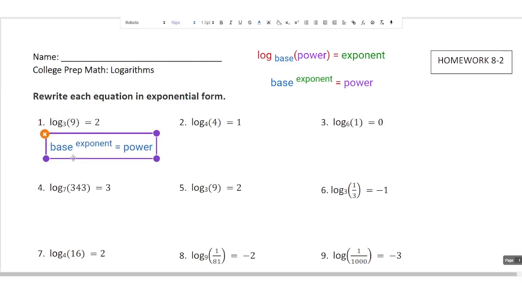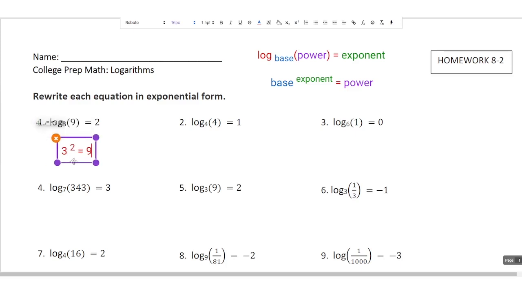So if we've got log base 3 of 9 equals 2, then the base is 3, the exponent is 2, and the power is 9. And when you write this equation, it should make sense. 3 squared is 9. So there's our answer for number 1. We're just rewriting these logarithmic equations in exponential form.